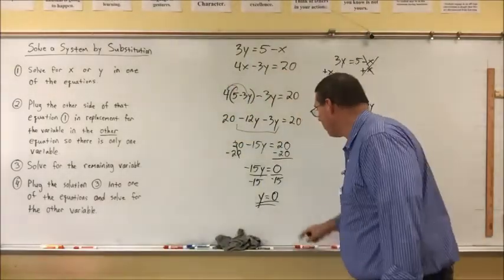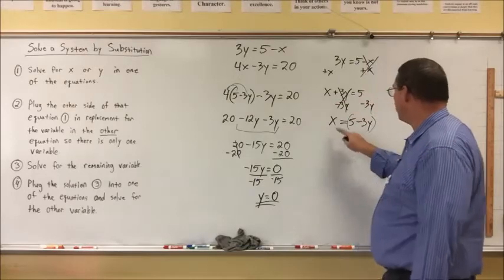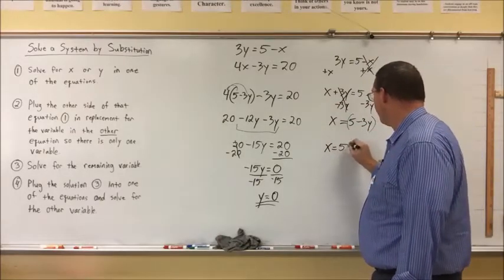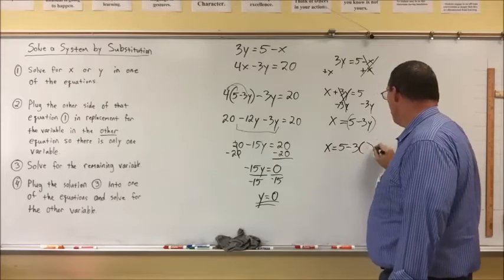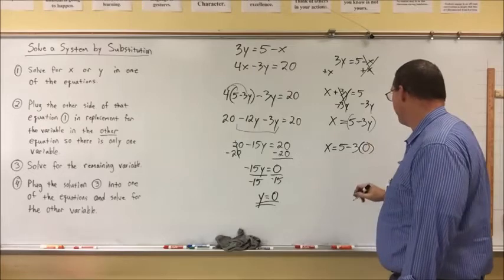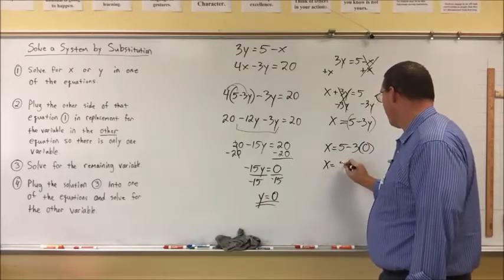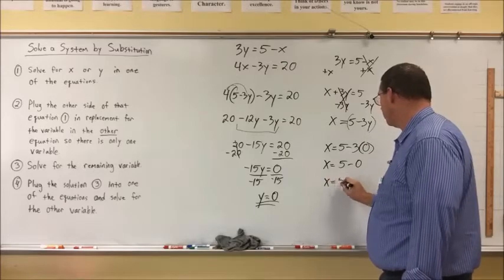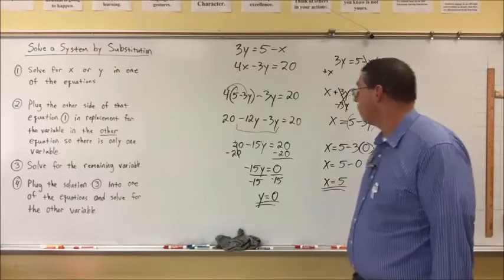Okay, well, let's find out what the value of x is. Let's go up here to x equals 5 minus 3y. What are we going to put in for y? Y is equal to 0, so I'm going to put a 0 in here. So we have x equals 5 minus 3 times 0 is 0, and that means that x is equal to 5. So we have a solution for x.